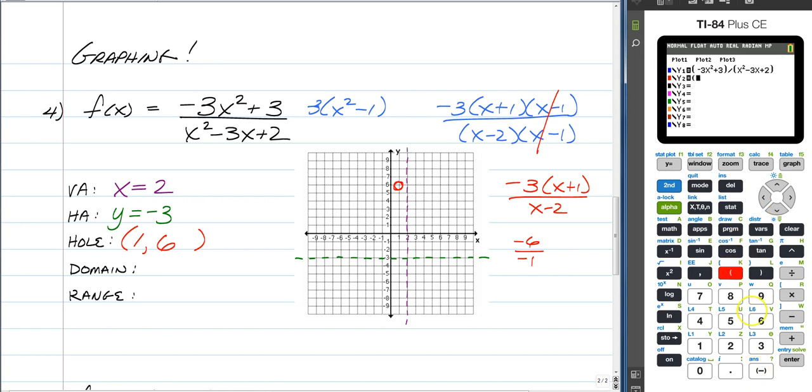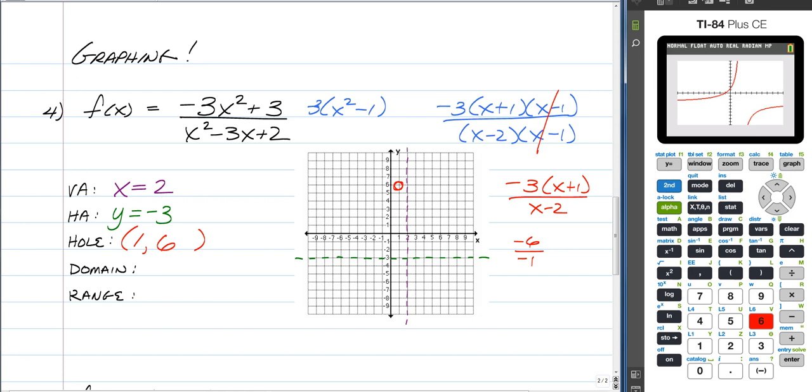So over here, I'm going to do negative 3, parentheses again, x plus 1, close parentheses for the numerator, divided by, now your denominator also goes in parentheses, so x minus 2. Now the reason I did that is because if we graph, I'm just going to press zoom 6 to make sure we have the right window, we should see the graph appear twice. That will tell you if you simplified it correctly.